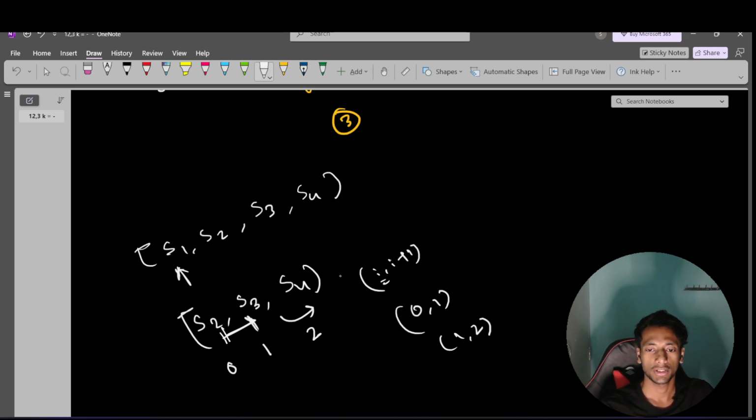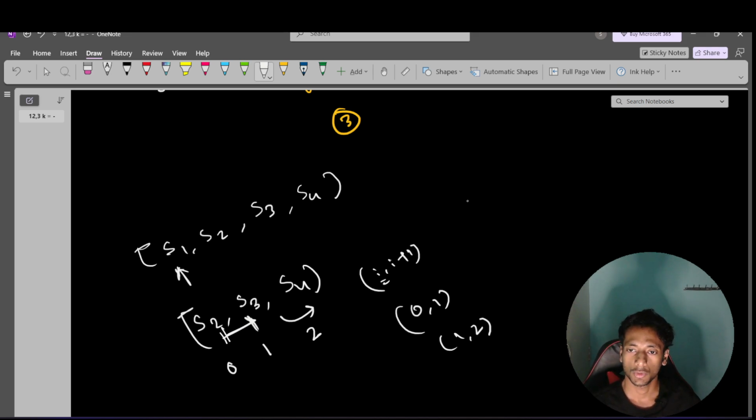And I will try to calculate what is actually the length of the longest common prefix. Now, how can I actually calculate the longest common prefix? Suppose I have two strings, S1 and S2. S1 is X, Y, Z, and the other is X, Y, Z, X, Y, A.